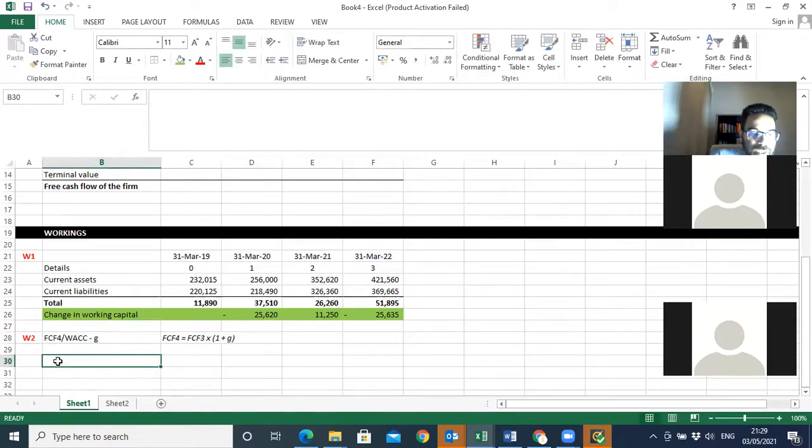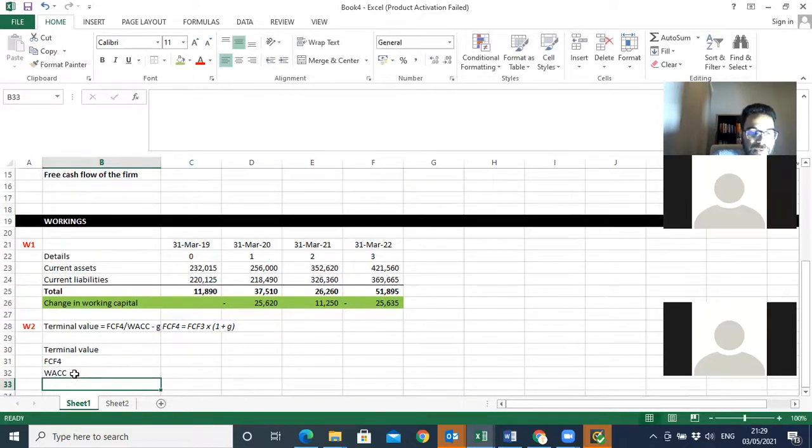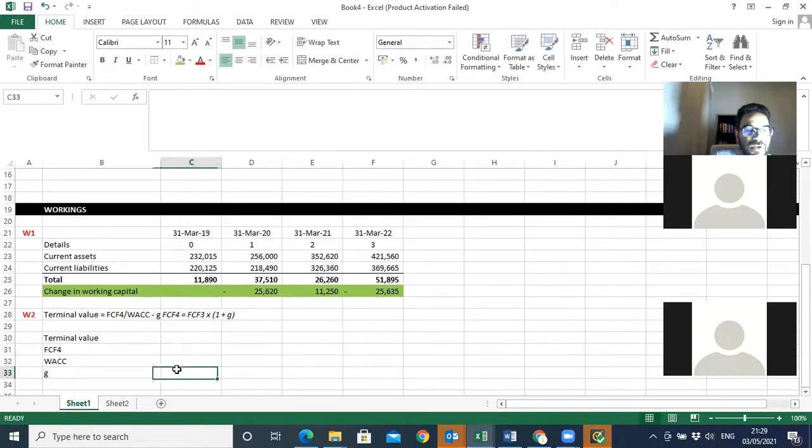Now in order to get the terminal value, we need free cash flow, we need WACC, and we need G, the growth rate. The growth rate is the rate that will continue forever and ever. If I remember correctly, in the scenario, the growth rate given was 6%, right?